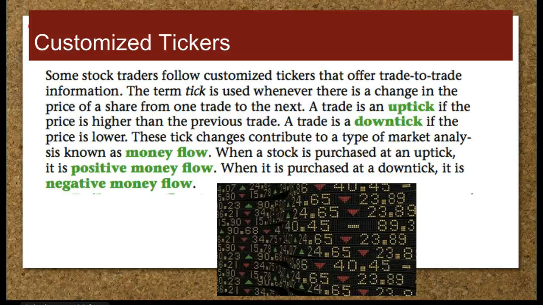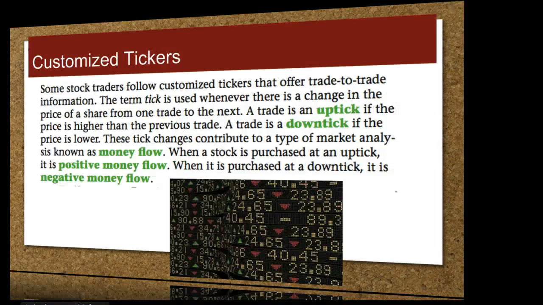And a downtick is just the opposite. That would be when the price is lower than the previous trade. These tick changes contribute to a type of market analysis known as money flow, which we'll be exploring today. When we have an uptick, that's a positive money flow, and when we have a downtick, it's a negative money flow. Since we're looking at money flow, we'll be tying price and volume together very closely.